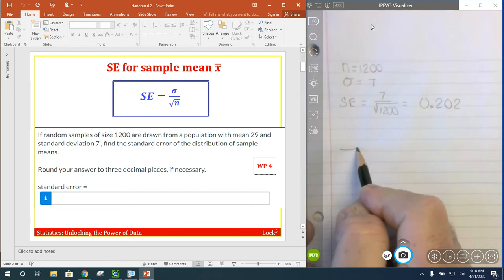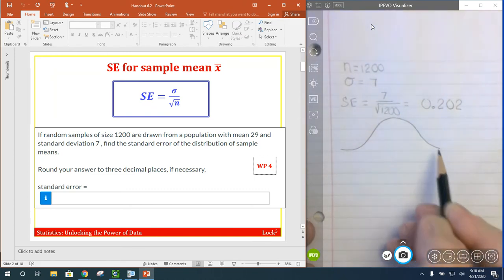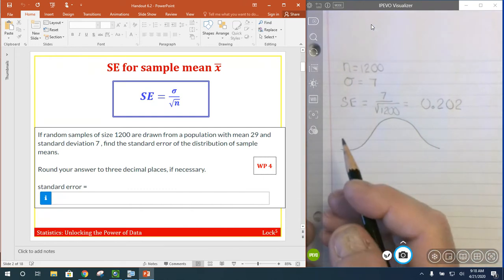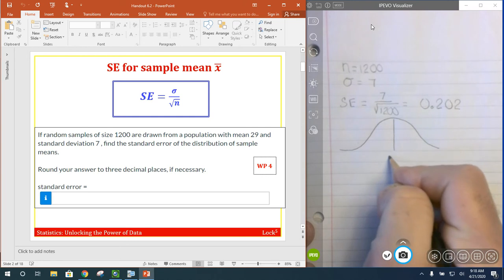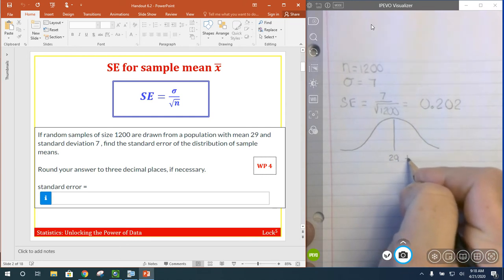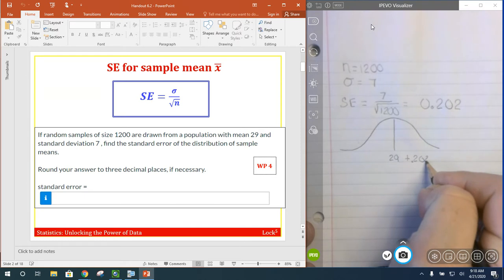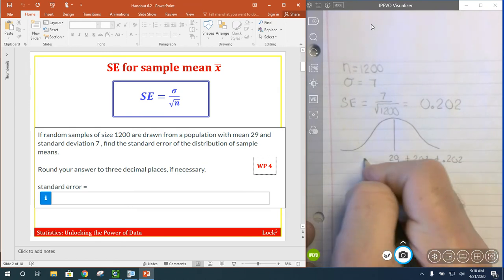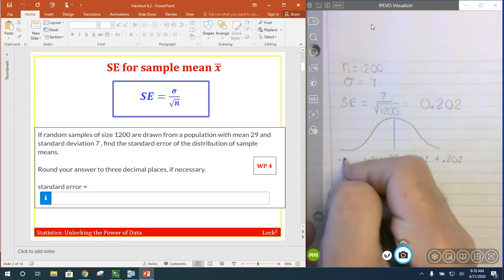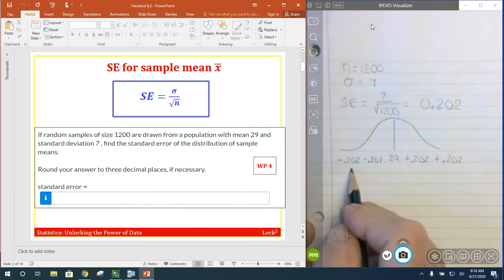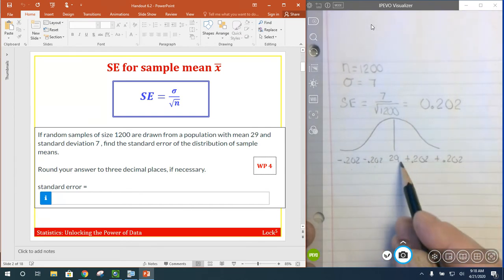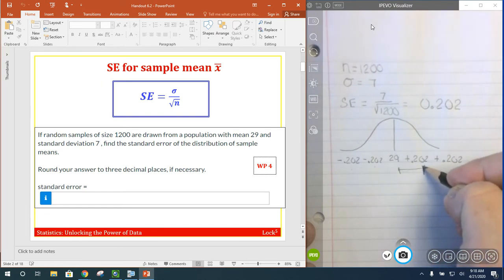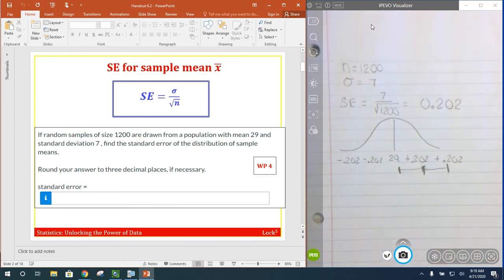If we were distributing from a center, and it did say that we had a mean of 29, so if we were distributing from a 29, we would be going plus 0.202 and another plus 0.202 to get 2 standard deviations up, and minus 0.202 and minus another 0.202 to get 2 standard deviations down. The standard error is one movement in from our center to a position, and then another movement to another position.